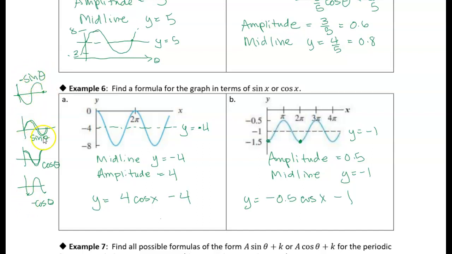So you've got these 4 options for the basic functions. And then we're just going to either vertically stretch it or compress it, or translate it in the vertical direction. All right, so I will meet you in the next video.